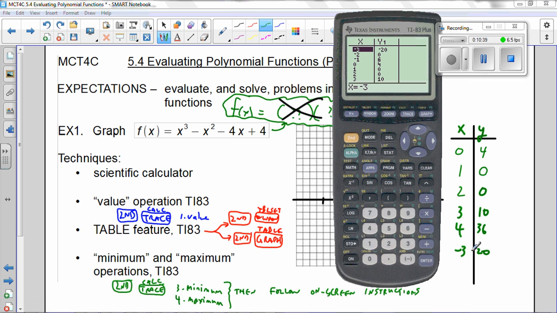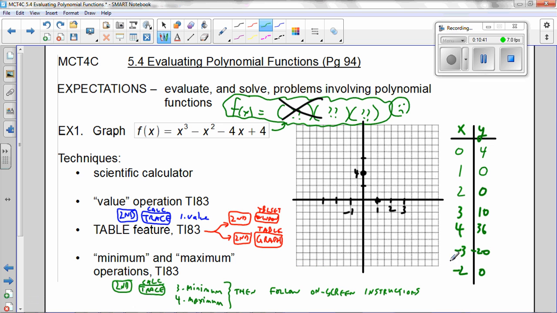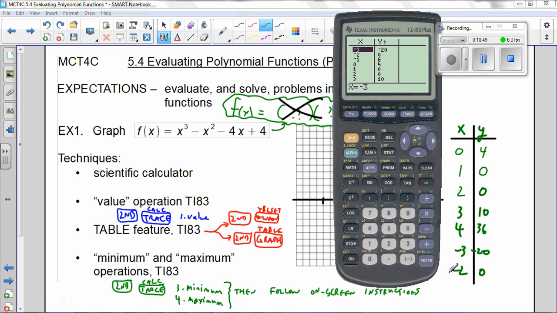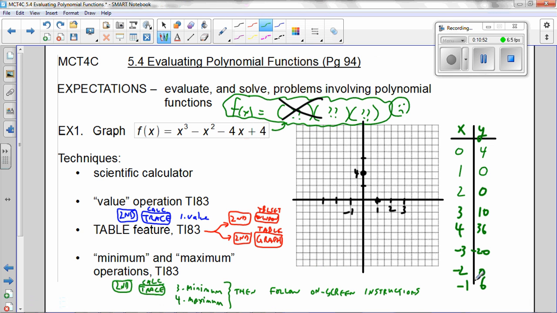-20. And then I see my -2 was a 0. And now I've got enough information that I can graph this. -1 is 6, and so on. All right, so I'm going to graph these. 2 was 0, 3 was 10, which I think I can fit there on. 2, 4, 6, 8, 10, is that 20?